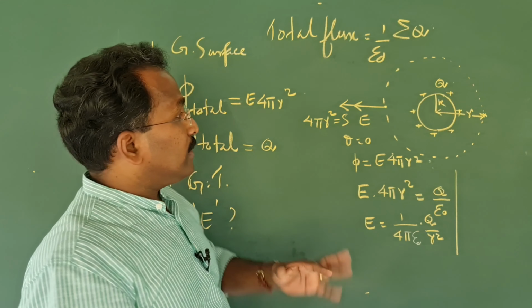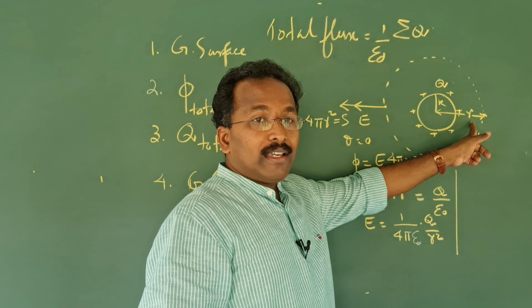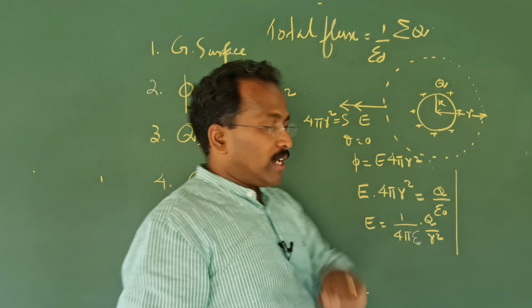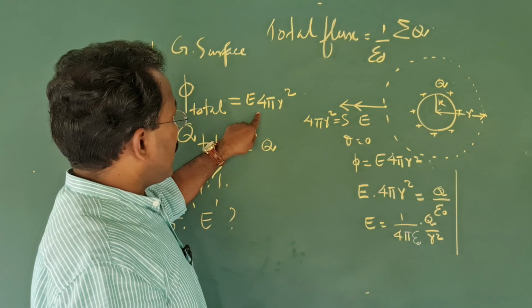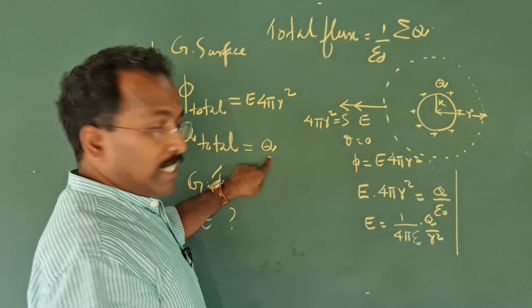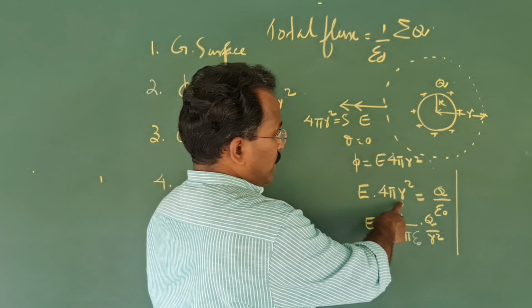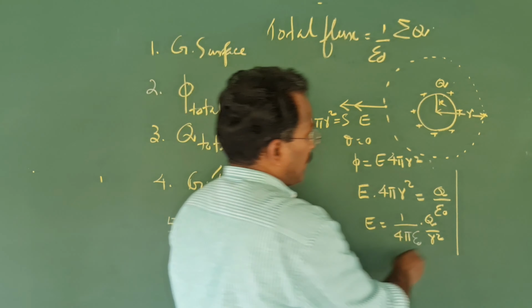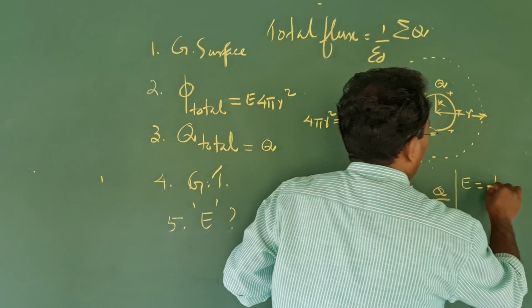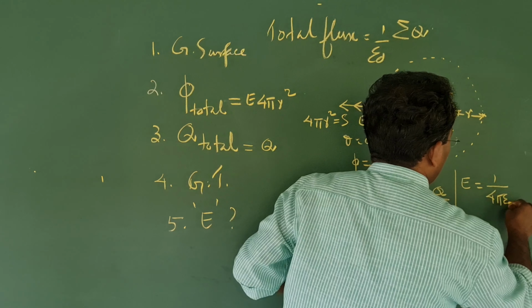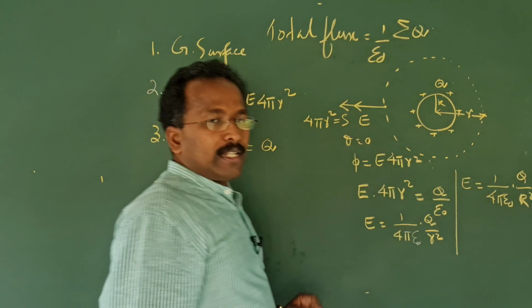In that case, the only difference is the radius and this Gaussian surface radius are equal. So you go as per the same template. Here it will be capital R square. Here it is the same. So in the substitution step you will have capital R square here. So the equation for electric field will be 1 by 4 pi epsilon 0 into q divided by capital R square.